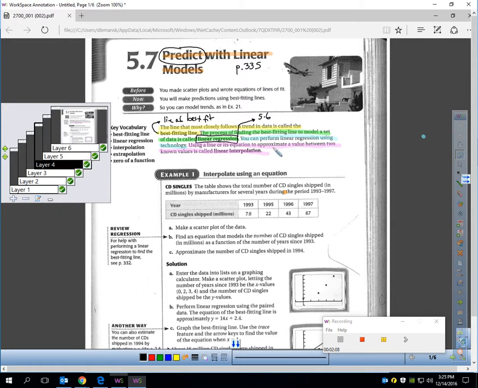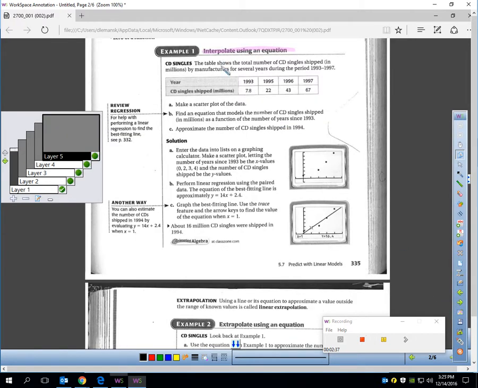Using a line or its equation to approximate a value between two known values is called linear interpolation. I'll show you an example of this in a minute. It's easier to explain by showing, but interpolation means you are estimating data inside the rest of your data. If you're wondering what I mean by that, I will show you in a minute. We're going to interpolate using an equation. In other words, we're going to estimate data inside the other data for this problem.